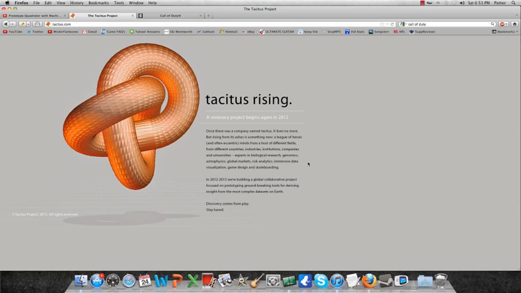I'm sure new information is going to be leaked daily, or at least weekly. But as I said, that's all we know right now. And so, yeah, I guess Tacitus is going to be extremely significant in the new Call of Duty game.